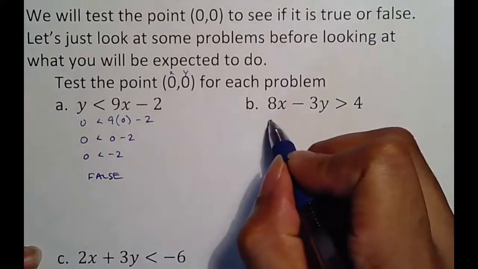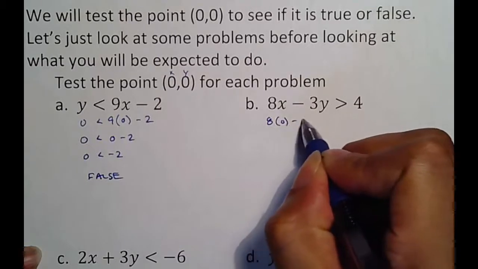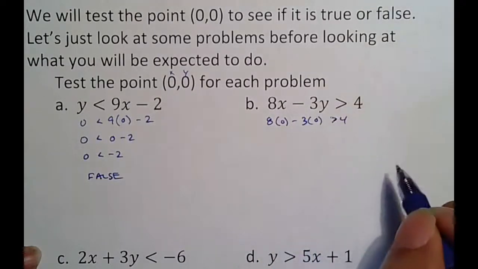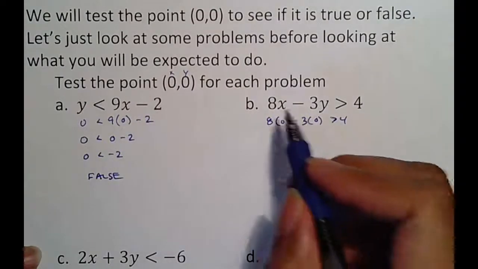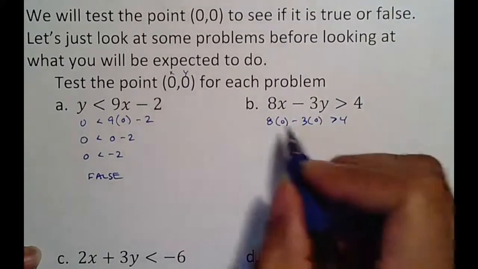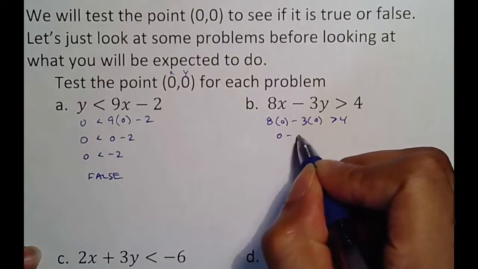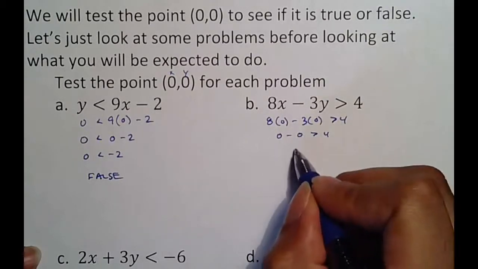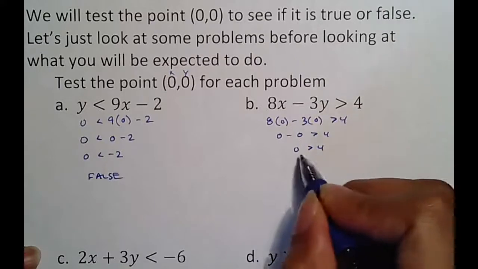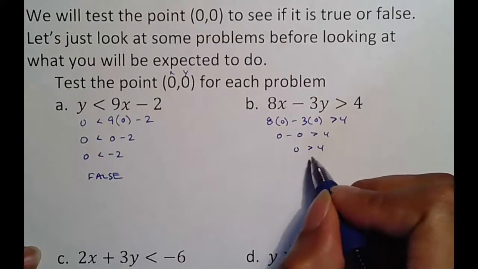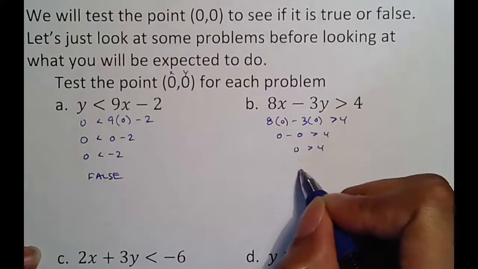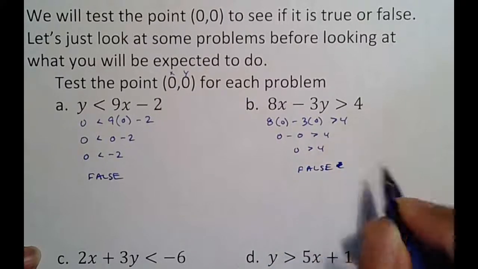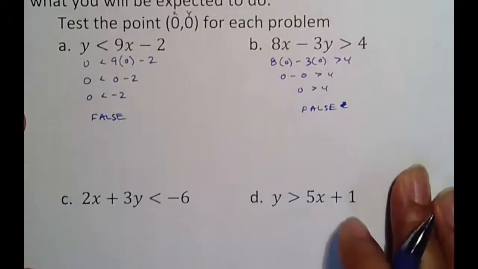On B, again testing 0, 0, all you're doing is plugging this in. And again, I hope you're not writing this because you really don't need to. I'm going to show you an easier way to do this. So plug in 0 for x, plug in 0 for y. 8 times 0 turns into 0, 3 times 0 turns into 0, which becomes 4. These two things make 0 greater than 4. Is 0 bigger than 4? No, it's not, because the 4 would be better than 0, so this also would be false. And that's all you're doing. Move to your next one.